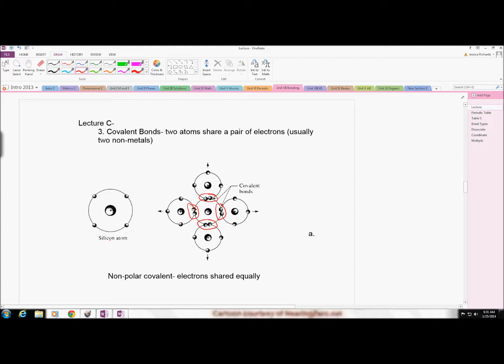This is a silicon atom. Carbon will do the same thing because carbon also has 4 valence electrons, and those electrons overlap, forming covalent bonds.